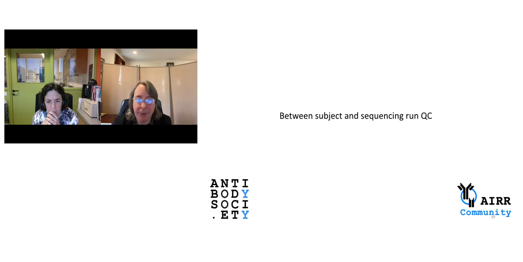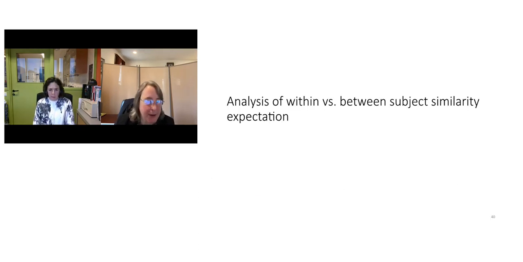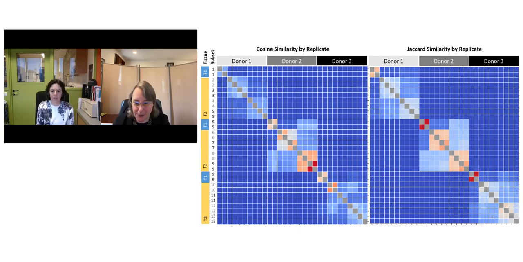Okay, so between subject and sequencing run QC, just really quickly, I want to talk a little bit about what you expect to see when you look at sequencing results within versus between different individuals. So here's what you want to see. Here we have 3 different organ donors. We're looking at 2 different tissues, and we're looking at similarity of the sequencing libraries.